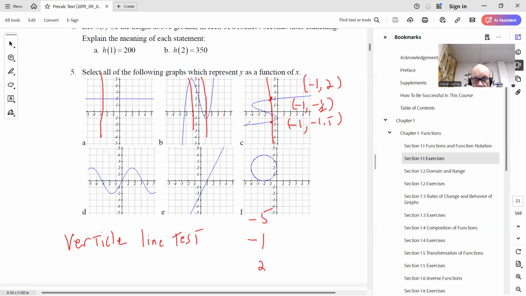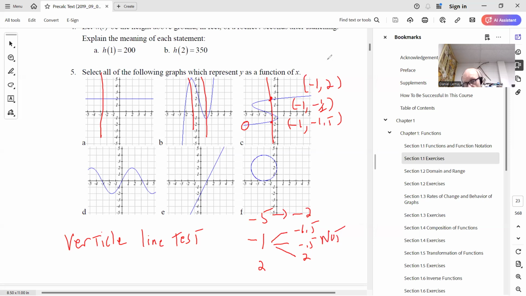For the -5, when I look at -5, I see that looks like about -2. So -5 gets mapped only to -2. So when x is -5, it doesn't go to two values. So that part's okay. But then when you look at -1, when x equals -1, that gets mapped to -1.5, -1/2, and then +2. So because that -1 has 3 different possible y values, it's not a function.